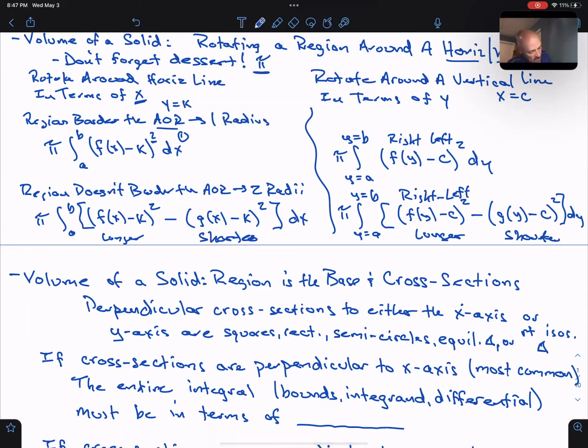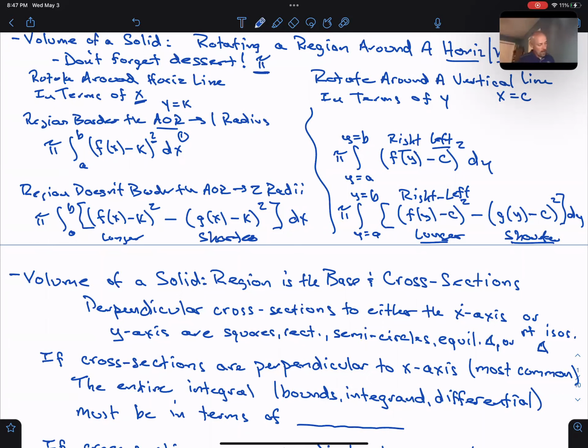You'll notice it's not going to really matter if we switch that order because we're going to be squaring that quantity, but I like to be consistent. Anyway, the main thing is that the longer radius has to come first, and then we subtract the square of the shorter radius. If we switch those, our answer is going to be negative. Okay, volume and area are always positive.